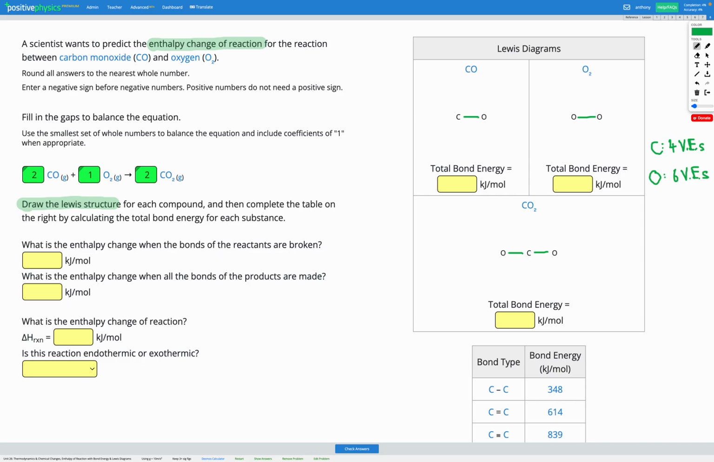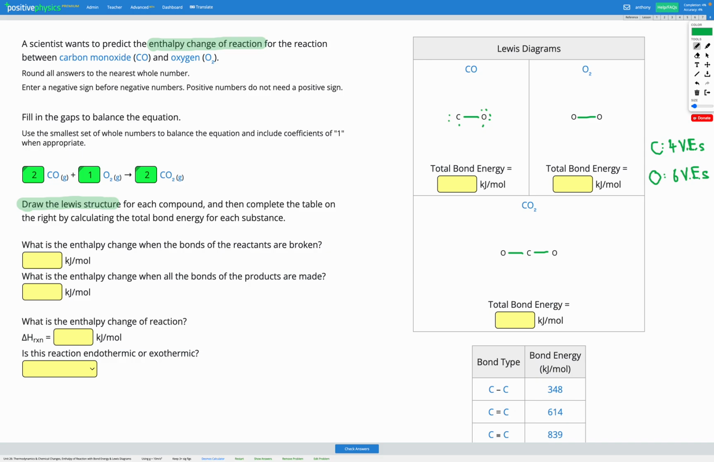So carbon has 4 valence electrons. Right now there's 1 used up in that bond, so we're going to have 3 more electrons shown on here. 1, 2, 3. Oxygen has 6 valence electrons. 1's been used up in the bond, so we've got 5 more electrons to draw on here. So 1, 2, 3, 4, 5. Okay, we can do the same thing over here.